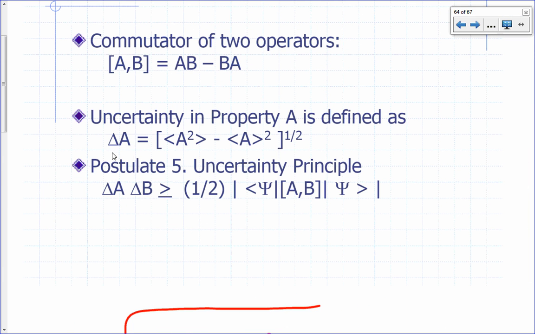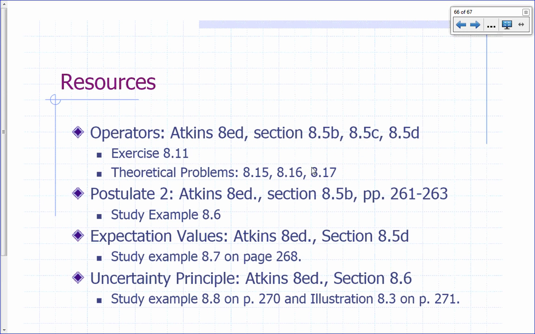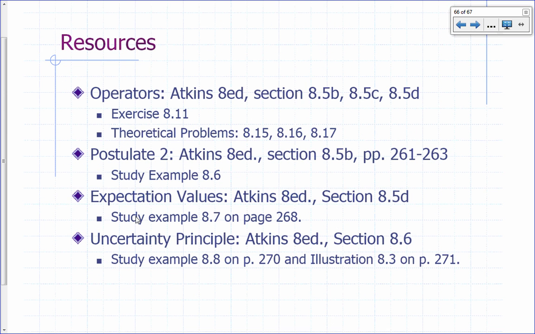So that delta A we have here, that's really nothing more than the standard deviation. So we're expressing our uncertainty as a standard deviation. So that's it for that. And these are some problems you can work on in your textbook.